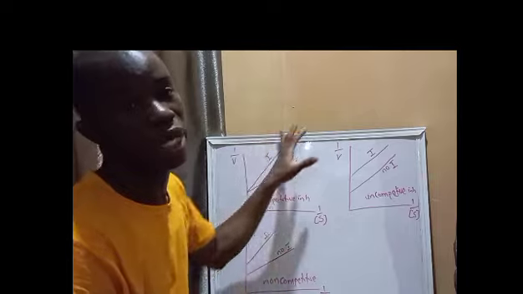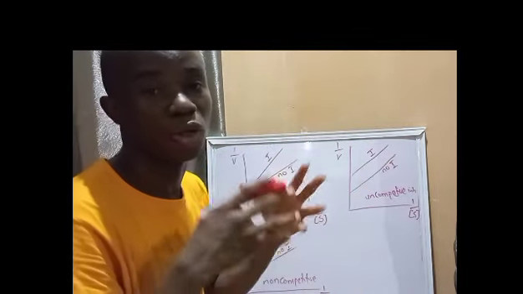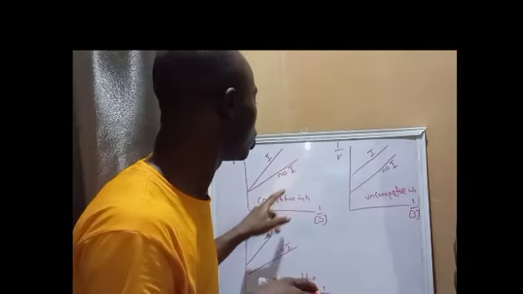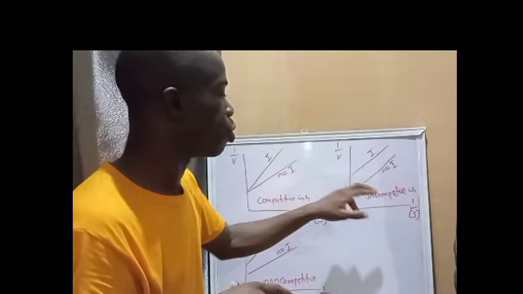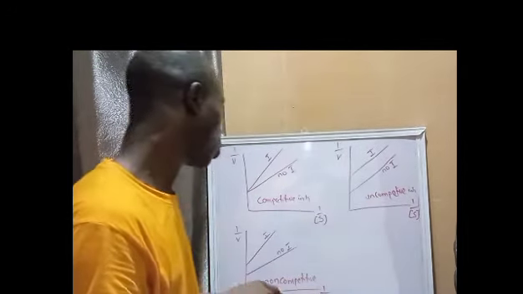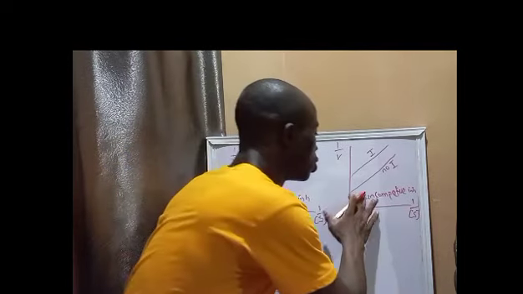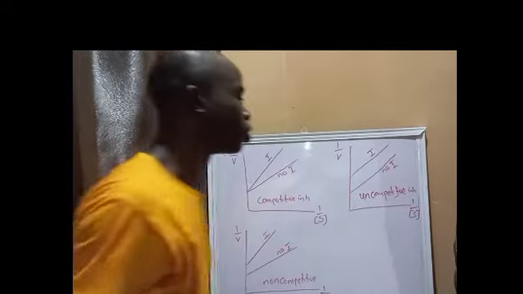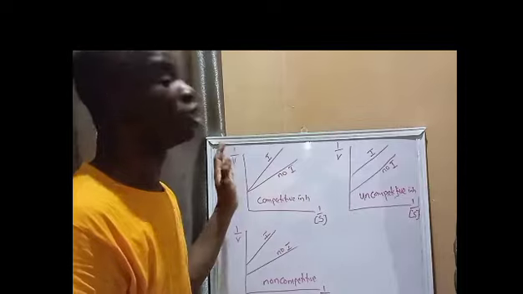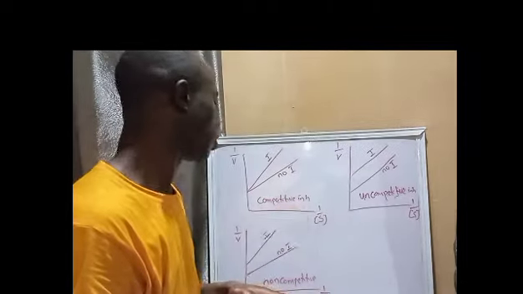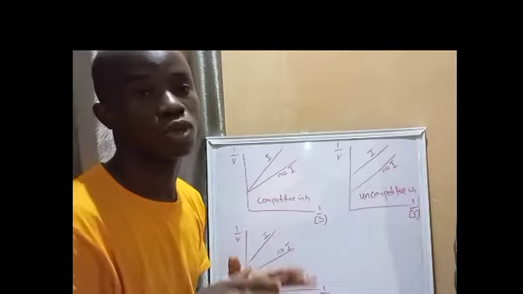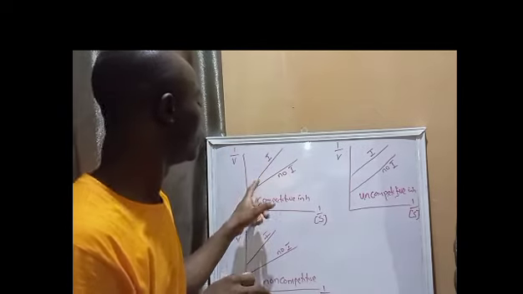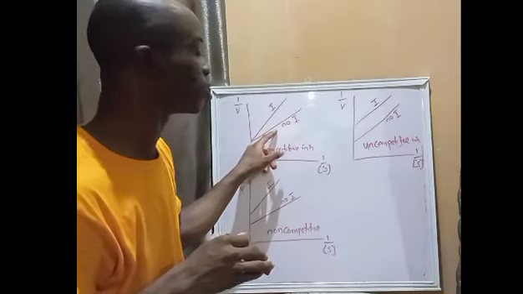So how your graphs look at the end, after you have plotted them, will determine whether you're having a competitive inhibition, an uncompetitive inhibition, or a non-competitive inhibition. And that's how to tell the difference between these three. But like I said, there are some things that you must look out for. In this first one that we have here, you can see that the y-intercepts for the two lines are the same.